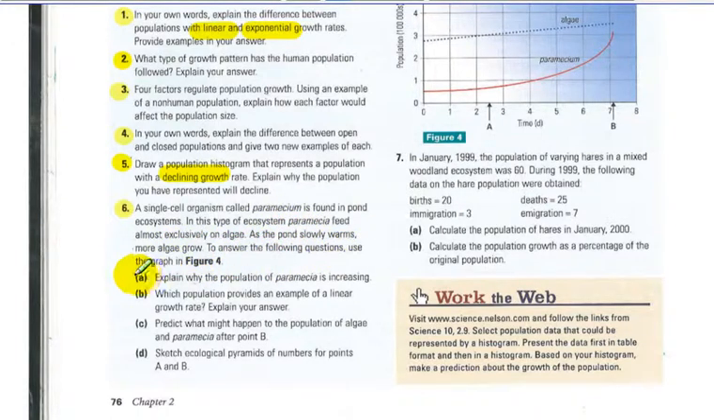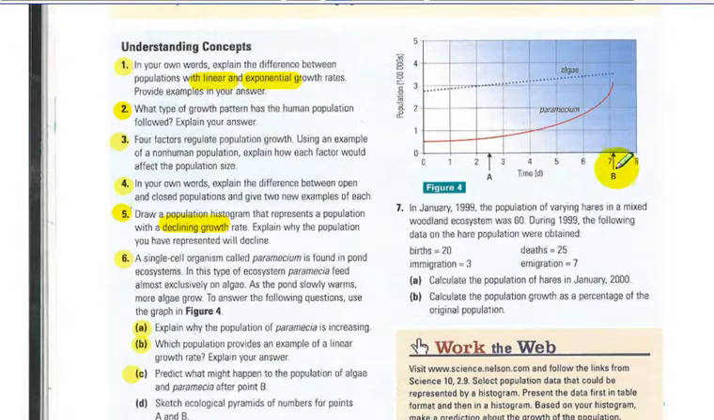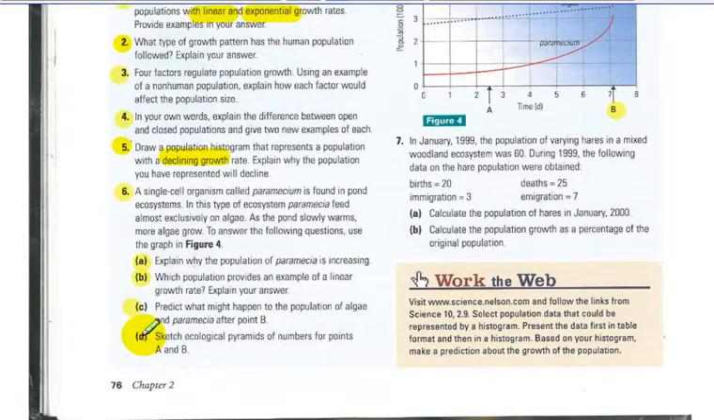To answer these questions, use the graph. So explain why the paramecium population is increasing. Which population provides an example of linear growth? Explain your answer. Predict what might happen to the population of algae and paramecium after this point here, at point B. So what could happen after this point? And then I don't think I'll make you do B here. We'll just stop at that, and you can finish off with C.